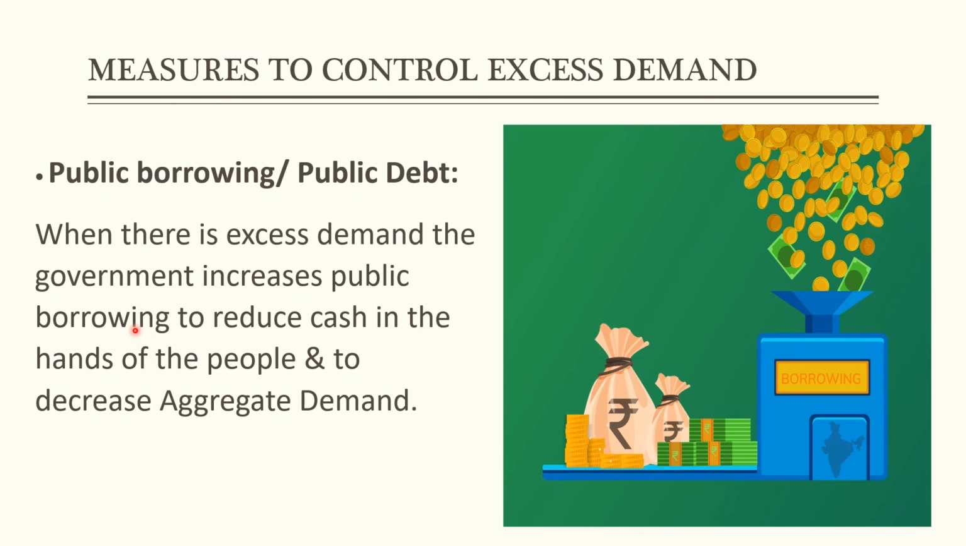And so when the government sells bonds, for example, what will happen? The cash reserves that are in the hands of the public will come into the coffers of the government. So the government will have succeeded in reducing the purchasing power by selling bonds. In other words, by public borrowing. So therefore, when there is excess demand, the government increases public borrowing or public debt to reduce the cash in the hands of the people and to decrease aggregate demand.